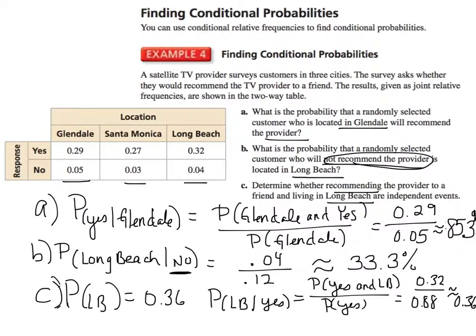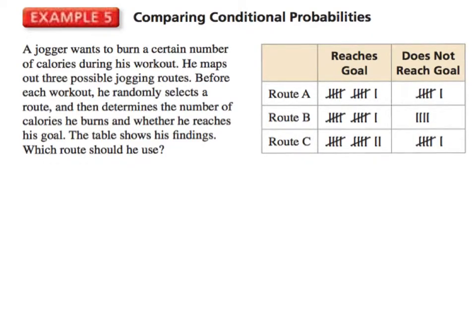So, because they're equal, 0.36 and 0.36, these two events are independent. So you would say, yes, they are independent. And I know this is confusing. It can get tricky. I get that. But we're not done yet. In example 5, here we go. And the good news is this is our last example.